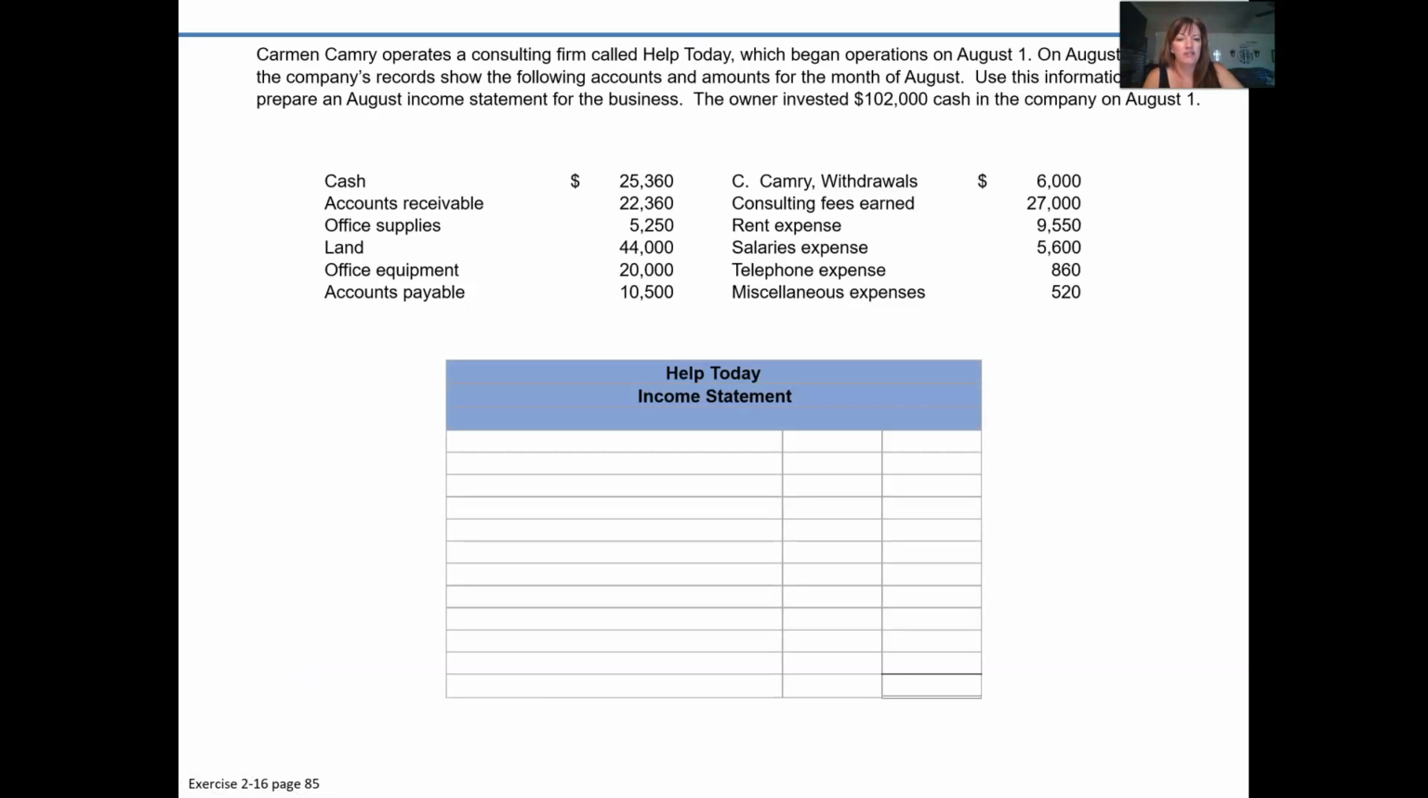Here we have a list of the accounts and their balances. And an income statement starts with the 3-row heading: who, what, when. Who is the name of the company, Help Today. What is the name of the financial statement? This one's the income statement. And when is the month or time period that it is for, which is for month ended August 31st. An income statement has revenue and expenses. And we're going to start with the revenues first.